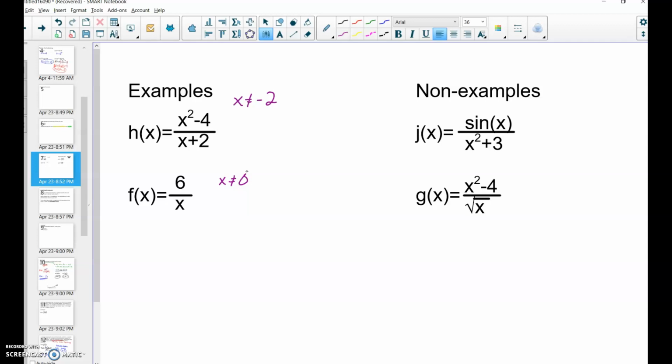Non-examples. So sine of x, that's a trig function. You dealt a little bit with that in geometry. If you take pre-calc, you'll see more of that next year as well. But that type of function is not a polynomial. So that's the key part that makes this not a rational function. And then your second one, you have a square root on the denominator. So because of that, that's not a rational function either.